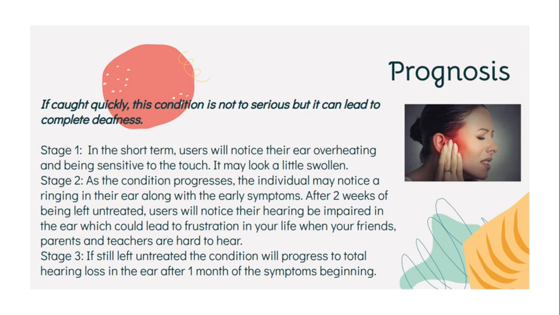So if stage 2 is not addressed, then you can move into stage 3 with this disease, and if it's still left untreated, it will progress to total hearing loss in your ear after 1 month of the symptoms beginning. So that is the prognosis, that's the symptoms, that's really what the patient is going to see and have to live with and go through.